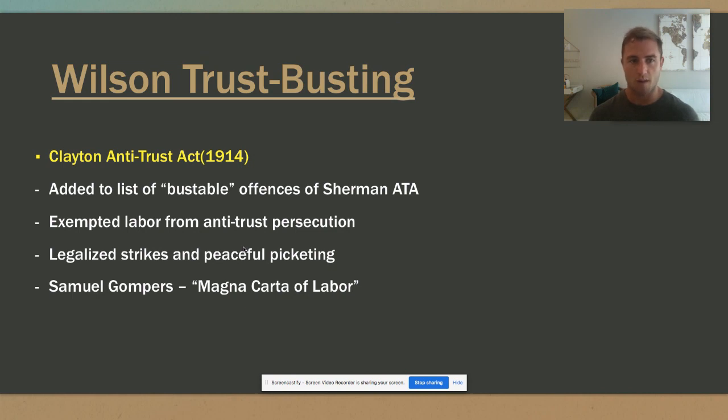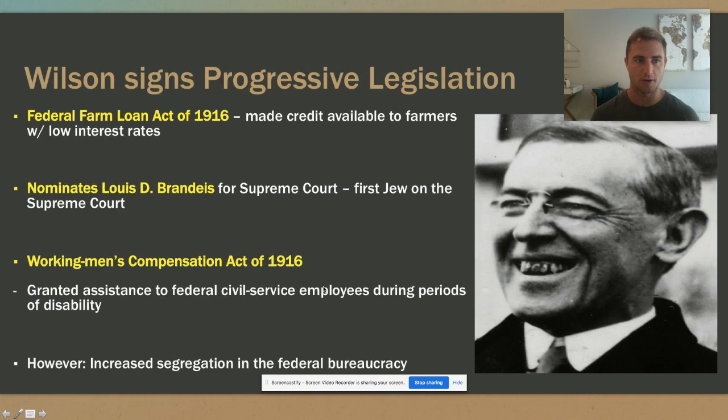Of course, we've still been operating under the Sherman Antitrust Act that passed in 1890. Of course, the problem with the Sherman Antitrust Act is that it was used to break up labor unions. The Clayton Antitrust Act is going to be a Sherman Antitrust Act with teeth. It's going to add a list of bustable offenses, exempting labor from the antitrust persecution. Obviously, that is huge, and Samuel Gompers loves it. He calls it the Magna Carta of labor.